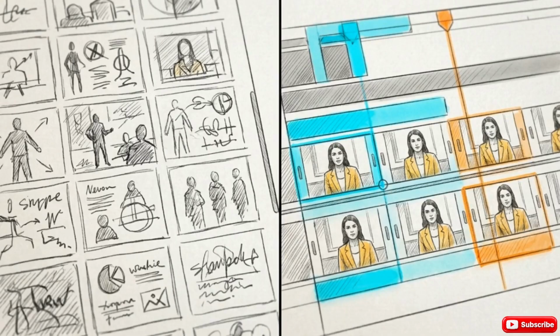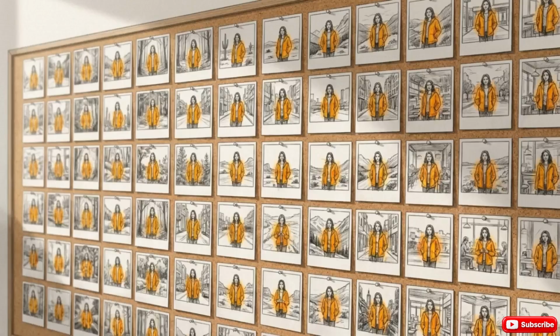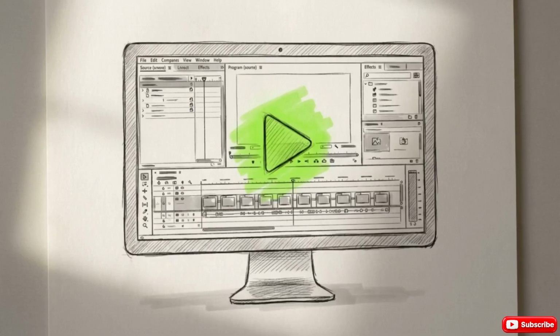Mastering these consistency protocols transforms AI video generation from a series of random attempts into a reliable tool for precision filmmaking. Now that your character is stable, you can begin building your story. Watch our next tutorial to learn how to sequence these clips using Flow's Scene Builder.